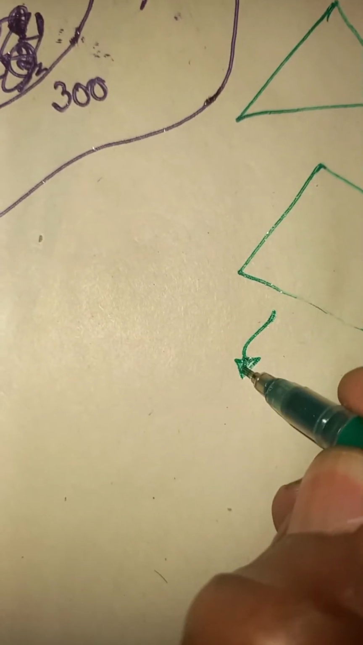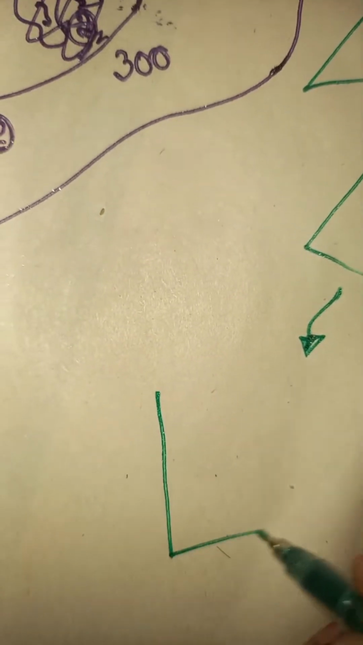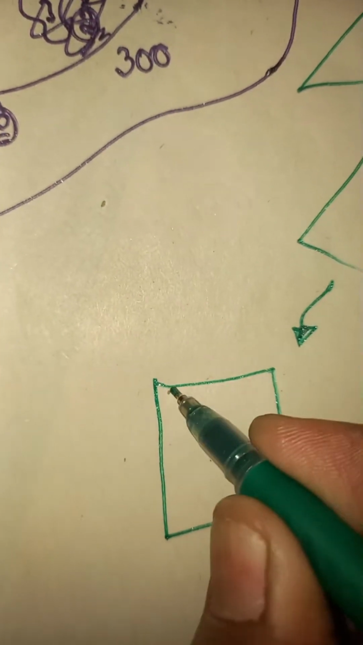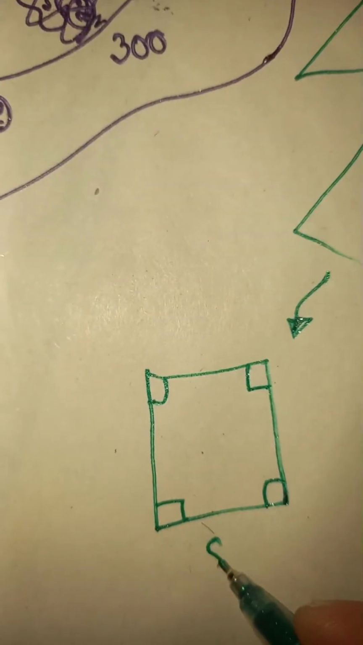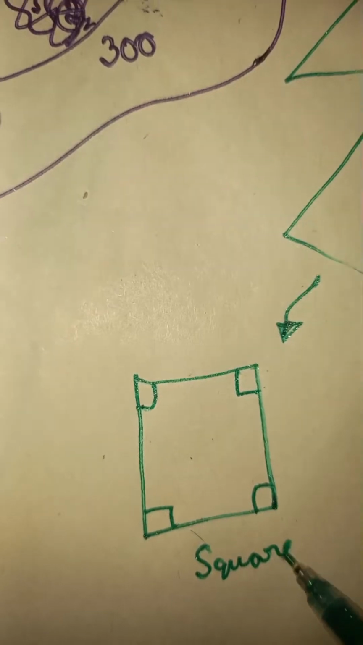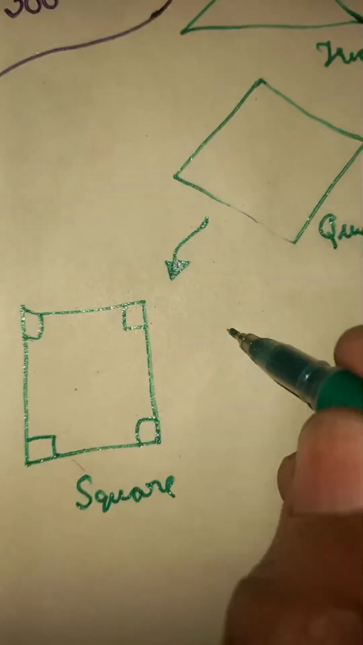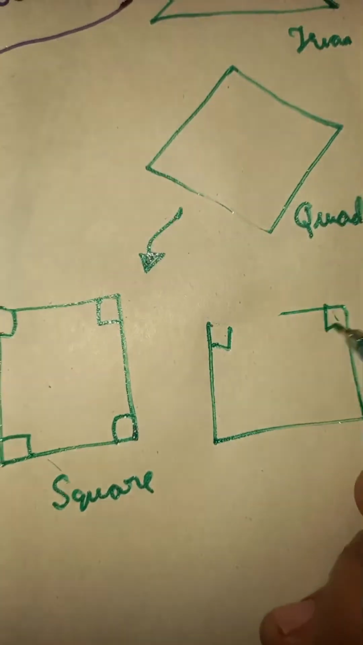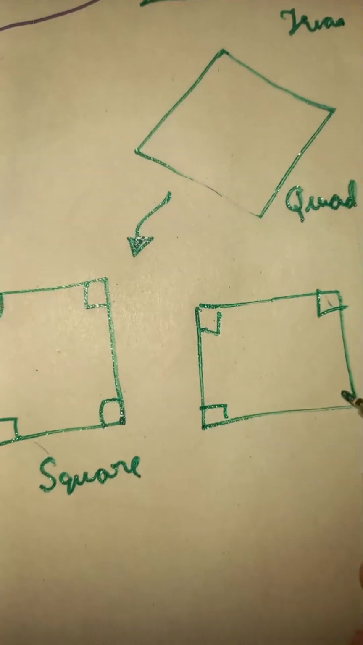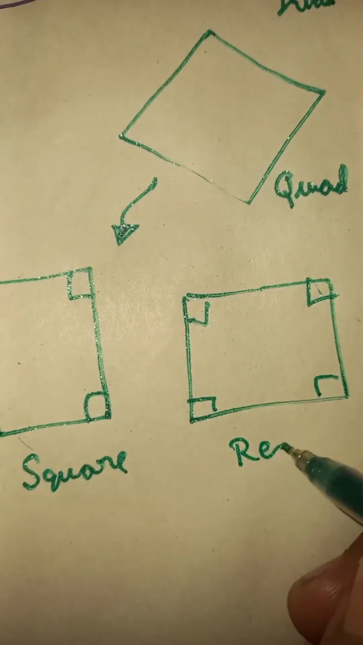The types of the quadrilateral are: if all four sides are equal and all angles are equal to 90 degrees, then it is known as a square. If it is the same thing, only opposite sides are equal but all angles are equal to 90 degrees, it is known as a rectangle.